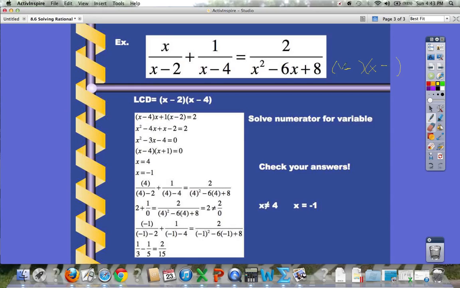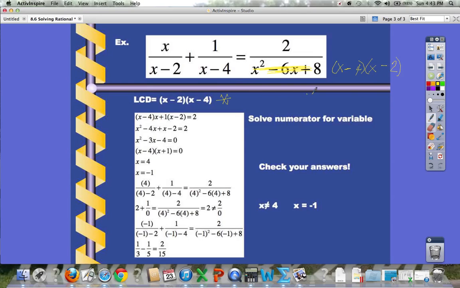We say factors of 8 that add to be 6. Well, that's 4 and 2. So this is now marked through. We don't need to look at that anymore. Over here I have x minus 4, x minus 2. Here I have x minus 4. Here I have x minus 2. So x minus 4, x minus 2 is going to be my LCD.